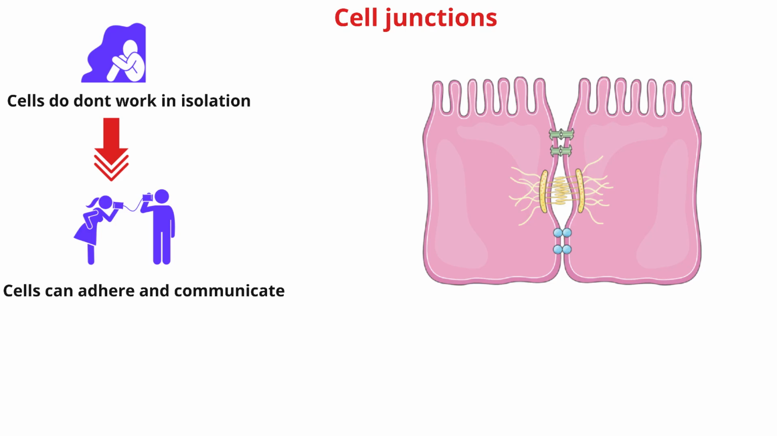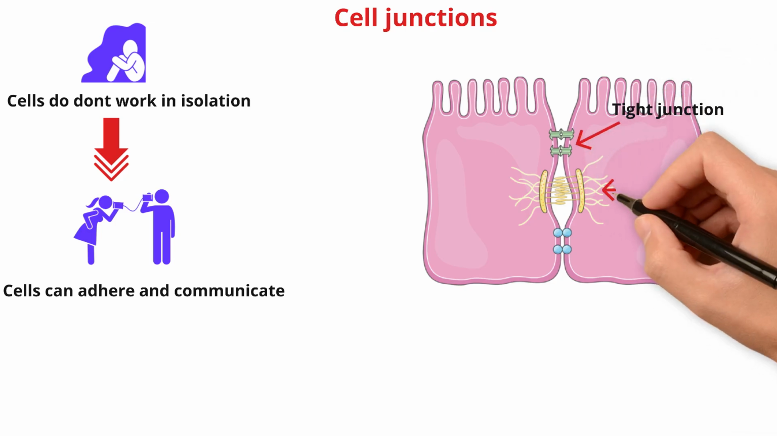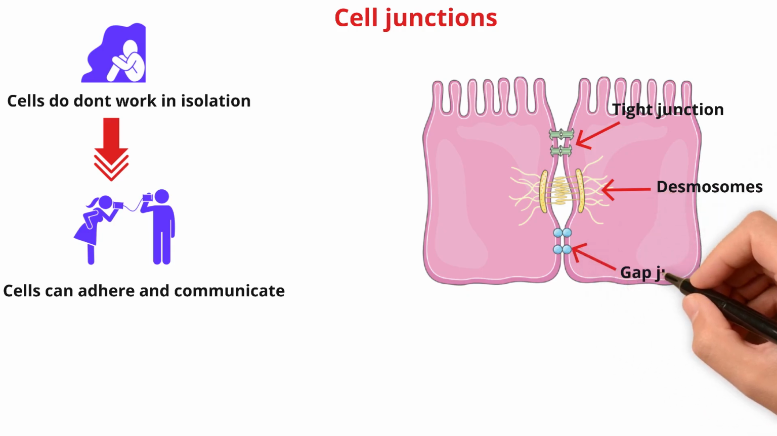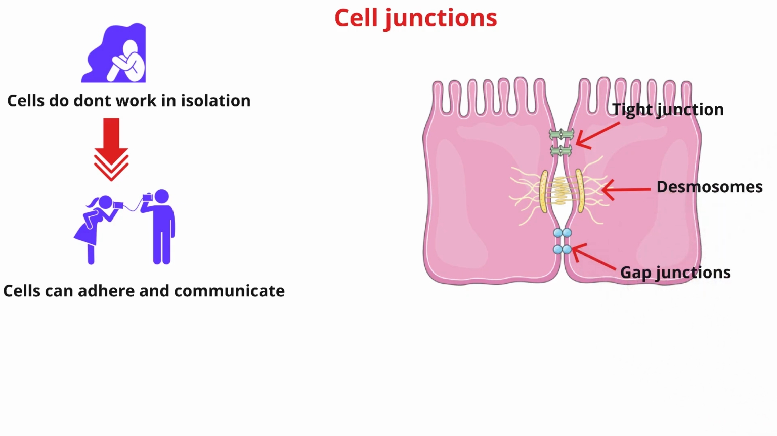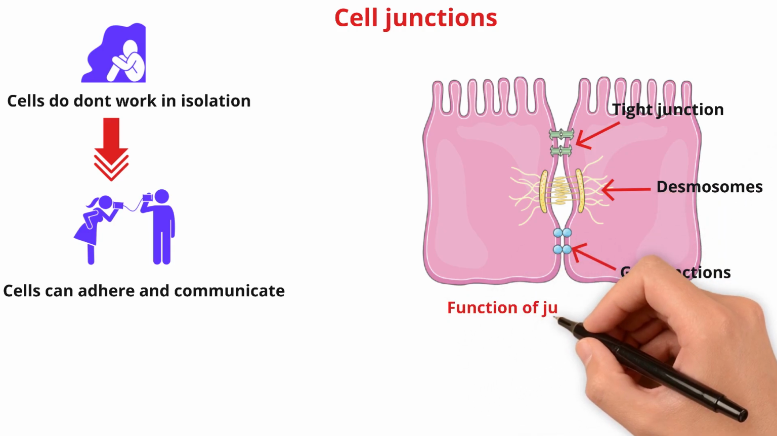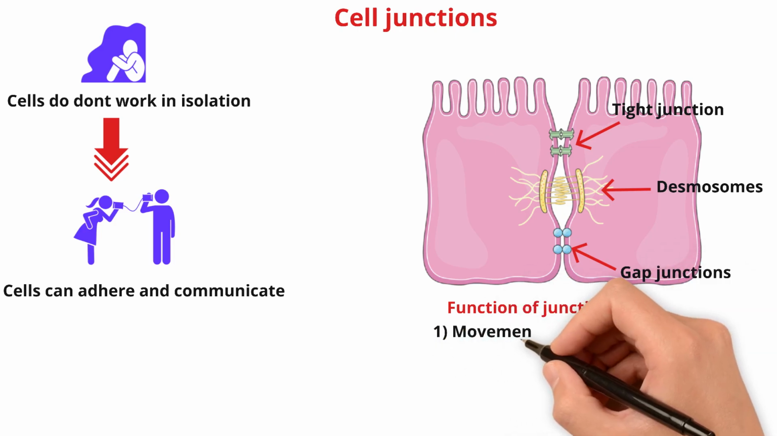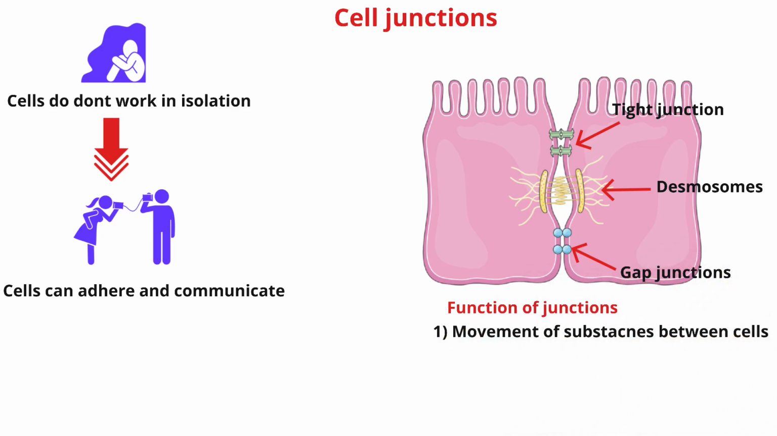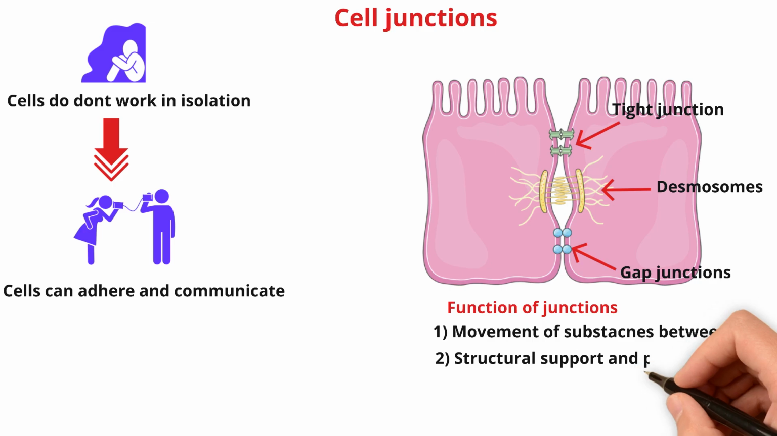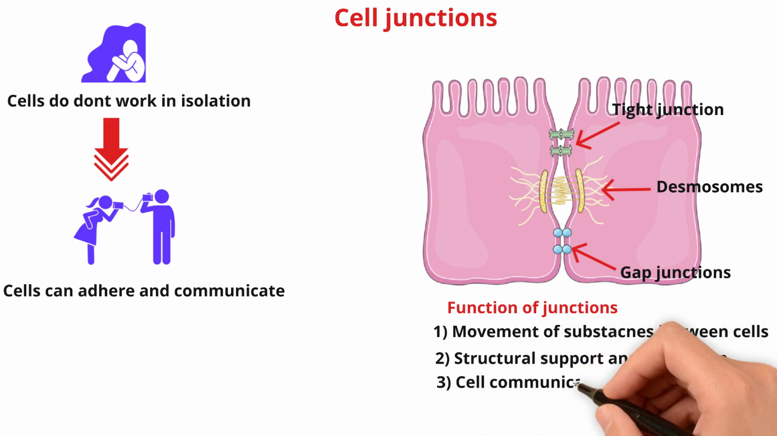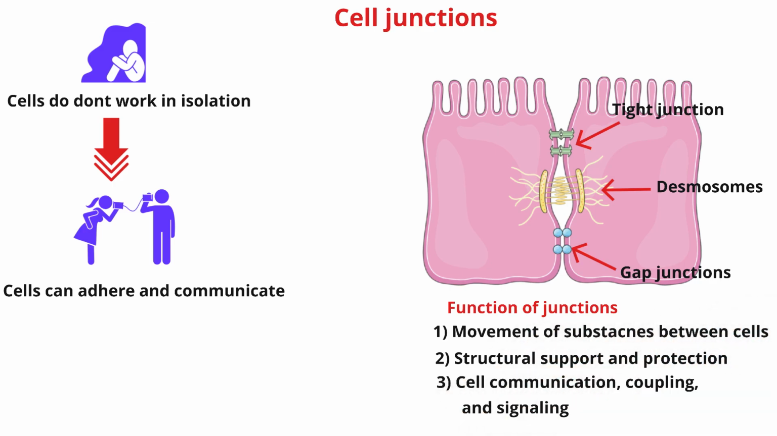Among the various types of junctions in the cell, tight junctions, desmosomes, and gap junctions stand out as key players in ensuring the proper functioning of cellular networks. These junctions help regulate the movement of substances, provide structural support, and enable communication and electrical coupling between cells. Today, we will discuss each of these junctions in detail, exploring their structure, function, and the roles they play in maintaining tissue health and homeostasis.